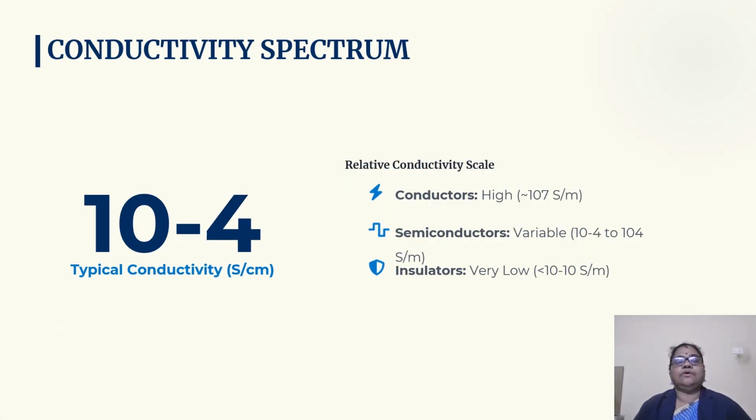So next we are going to see the conductivity of a conductor, insulator, and semiconductor. In a conductor, we have a high conductivity, 10 power 7 Siemens per meter. In semiconductors, it is variable, 10 power minus 4 to 10 power 4 Siemens per meter. In insulators, it is very low, less than 10 power minus Siemens per meter.